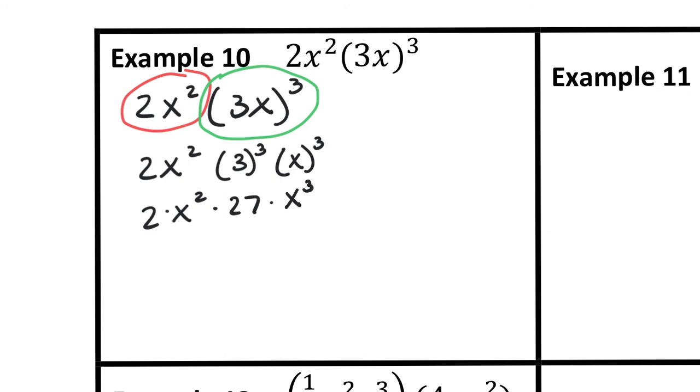Right. Now I can combine numbers. I'm going to say what's 2 times 27? And what's x squared times x to the 3rd? 2 times 27 is 54. And x squared times x to the 3rd, 2 plus 3 is 5.